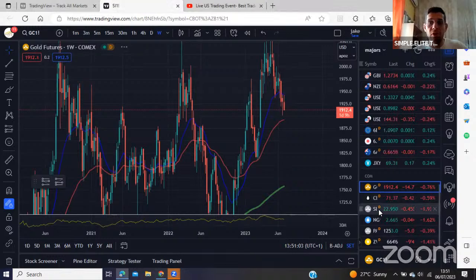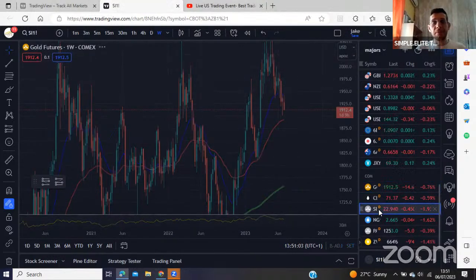Moving on to silver. I like what it's doing at the moment, but I do want to see more bullish movement. I want to see some retracement now and come back to the area of 22. So maybe next week we're going to see some of the best setups for the commodities.